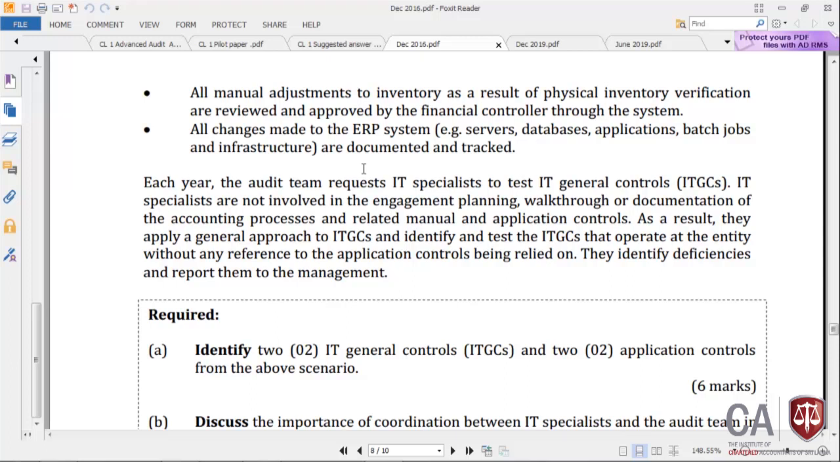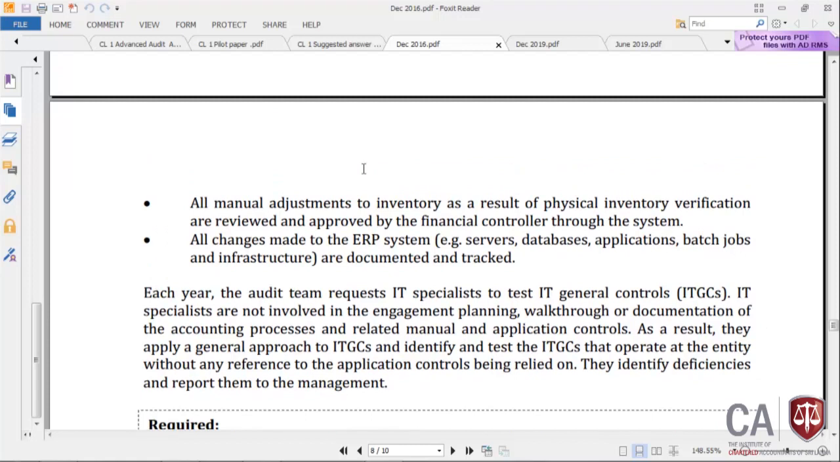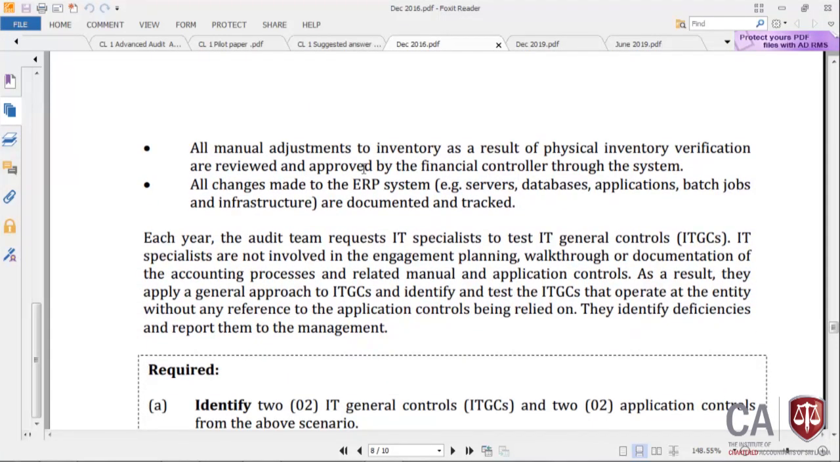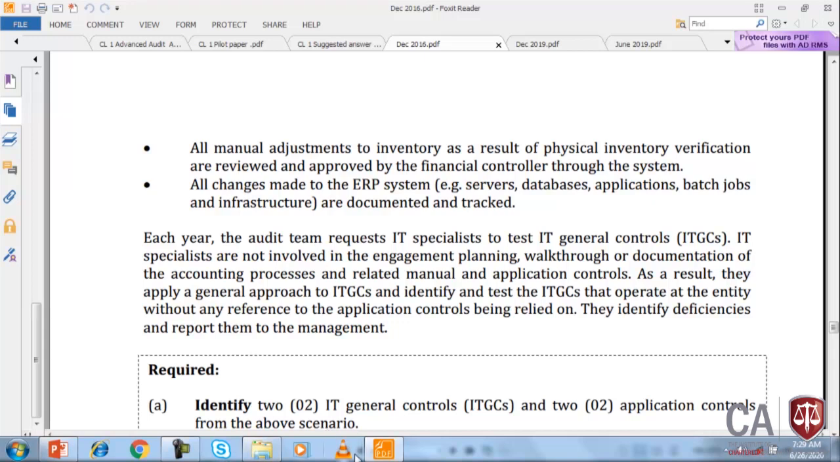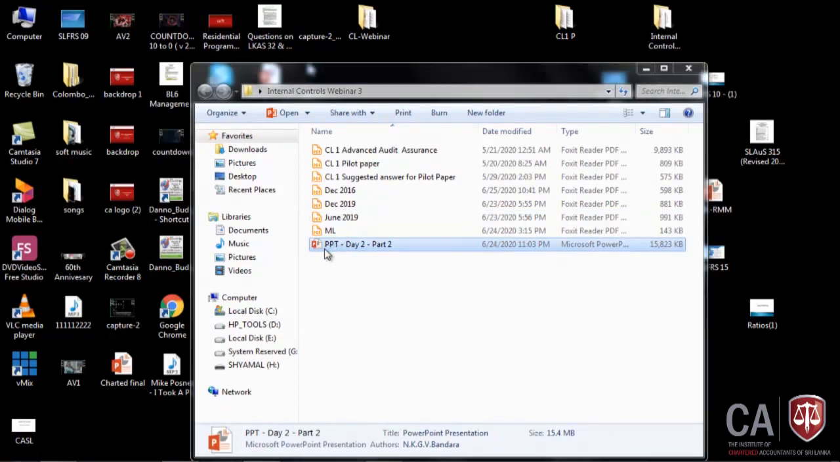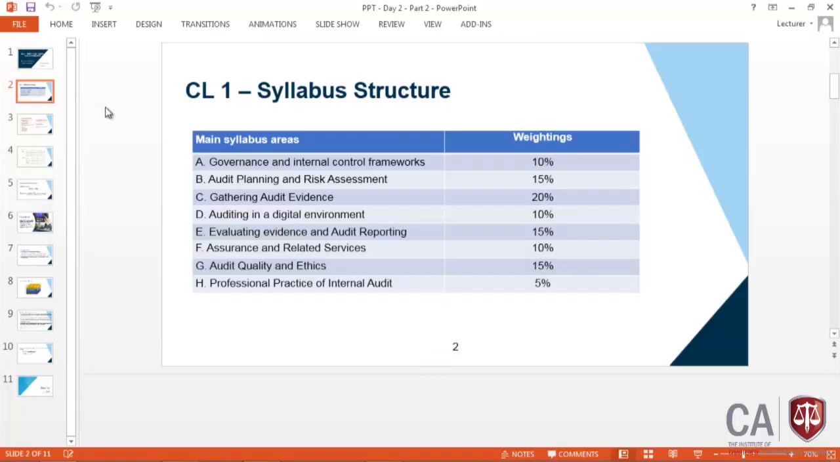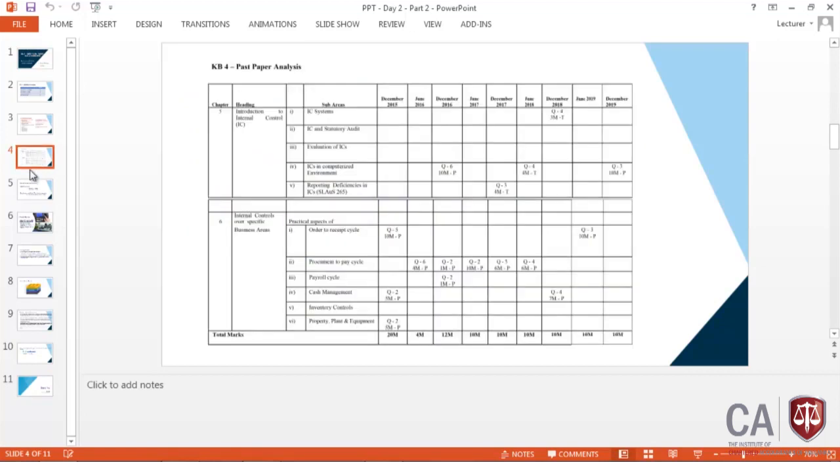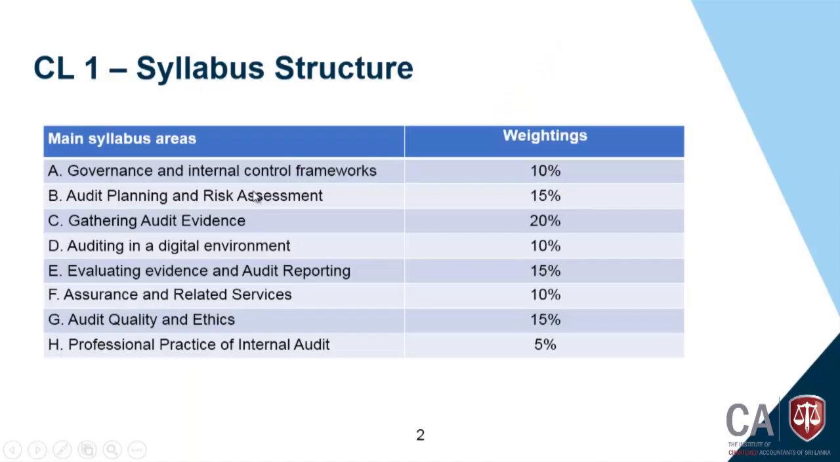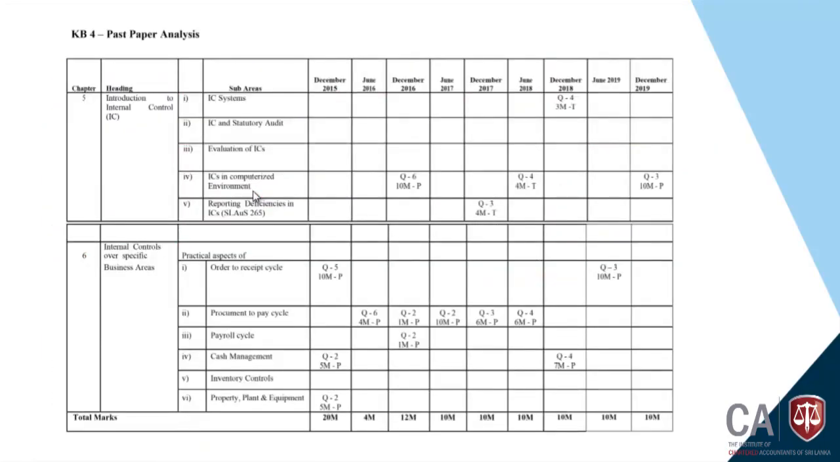So this is again not difficult, but you need to have a theoretical understanding of what is general control and what is application control. So we will try to discuss that today as far as possible. And when it comes to the past paper analysis of KB4, which I showed you in the previous webinar.